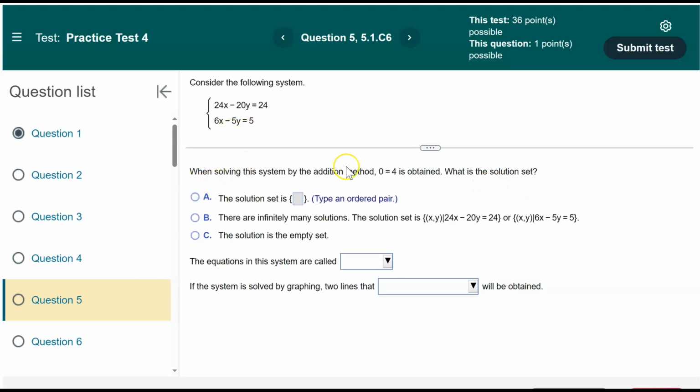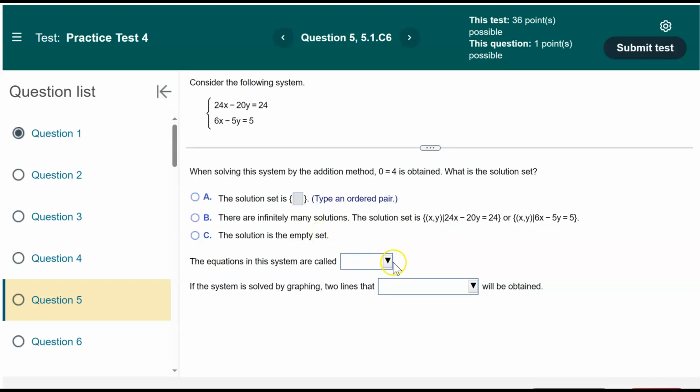When you solve this by addition method, you actually obtain 0 equal to 4. If you eliminate one of the variables here, multiply this by -4 so that you have -24 here, and by doing so you would also get a +20 here. So when you add both of the equations, it results in 0 = 4. Now, what does that mean? If you attain 0 = 4, that means that there is no solution. The solution is an empty set.